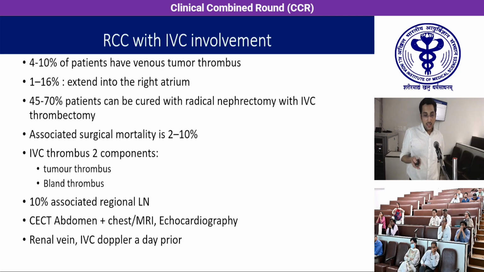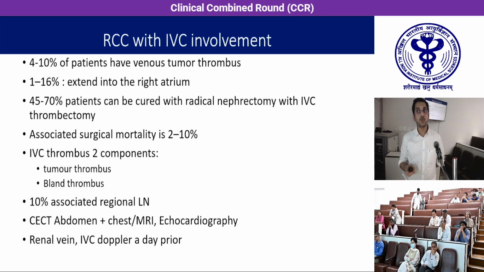So moving on to the literature review, around 4 to 10% of patients with RCC present with a venous tumor thrombus, of which around 1 to 16% can extend into the heart, into the right atrium. The majority of these patients, up to 70%, can be cured with radical surgical intent in the form of a radical nephrectomy with IVC thrombectomy. However, the associated surgical mortality is slightly high, between 2 to 10%.